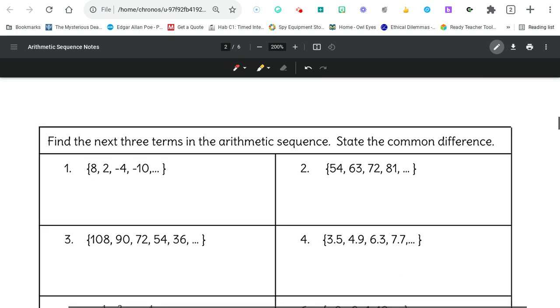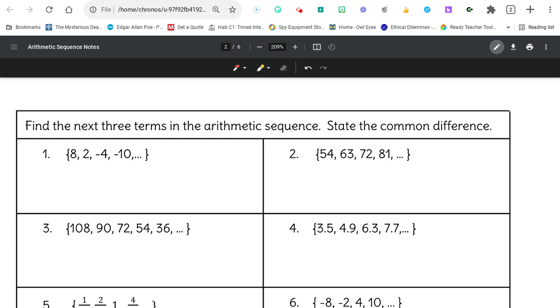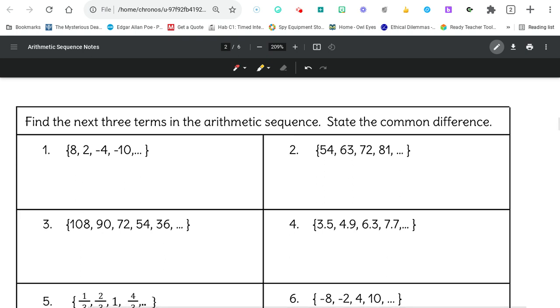Right, let's move on. Find the next 3 terms in an arithmetic sequence. I have a habit of saying arithmetic, guys. Doesn't matter how you pronounce it, though. And state the common difference again. But this time, I'm not just trying to figure out whether it's arithmetic or not. I'm telling you it is arithmetic. So I'm going to find that common difference and state the next 3 terms.